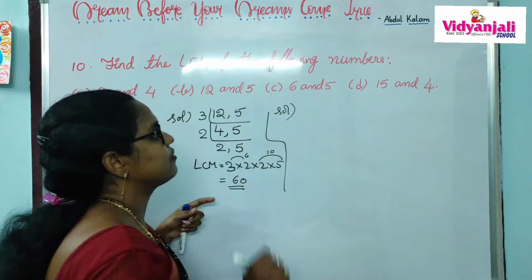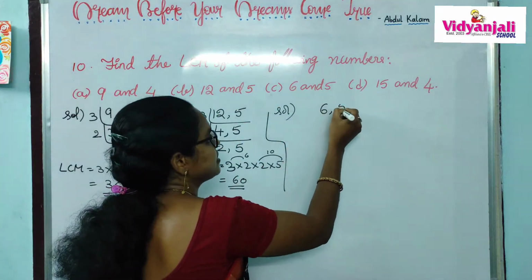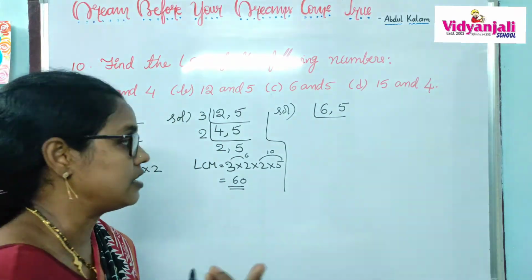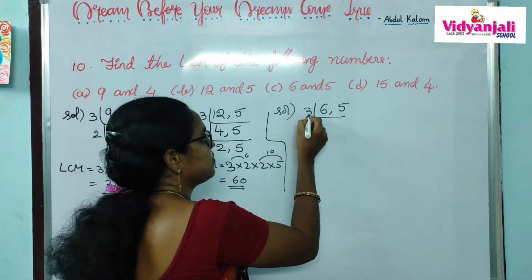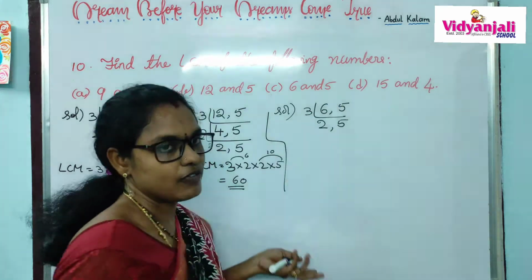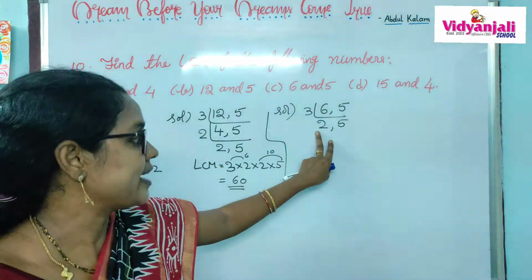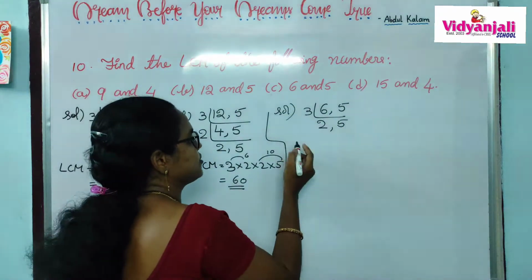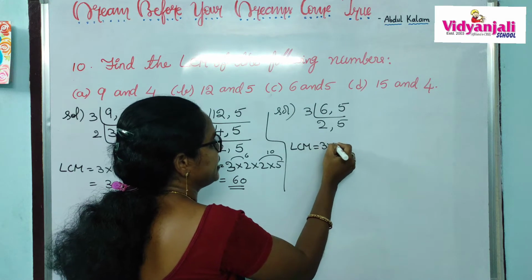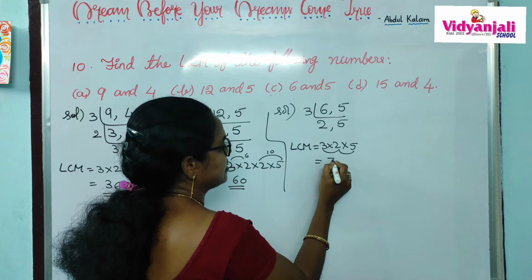See it. We have to find the LCM of 6 and 5. 6 and 5 don't come in any common table. Now, then separately we will do with 3. In 3 table, 3 2s are 6. In 3 table, we won't get 5. So, 2 and 5. As 2 and 5 are co-primes and prime numbers, so we can stop. So, what is the LCM here? 3 into 2 into 5. That is 6 5s are 30.